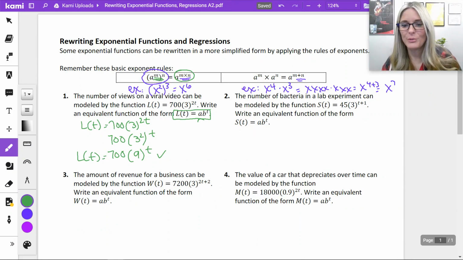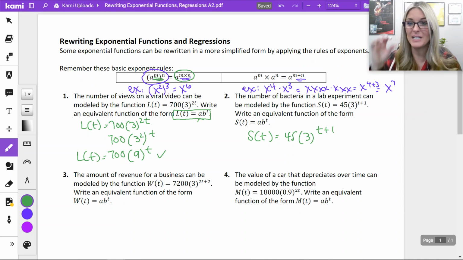Let's try again. Number 2, bacteria in a lab experiment can be modeled by S of t equals 45 times 3 raised to the t plus 1. Let's rewrite in an equivalent form. S of t equals a times b only raised to t. Only difference is we had t plus 1. So let's look at the second exponent rule. It said if they were adding, it's equivalent to if I split them up into separate.